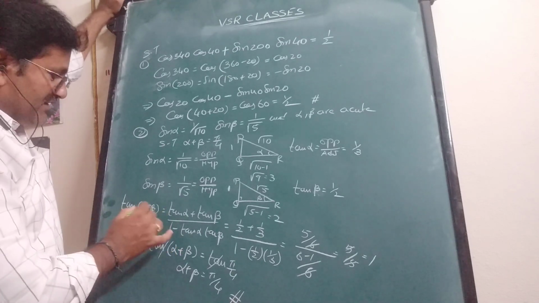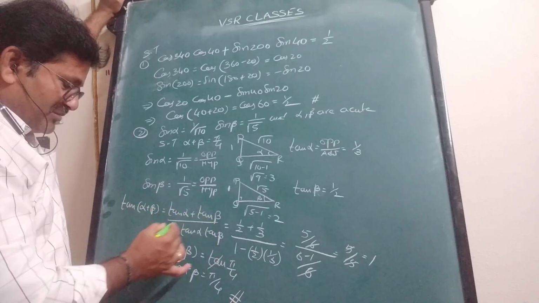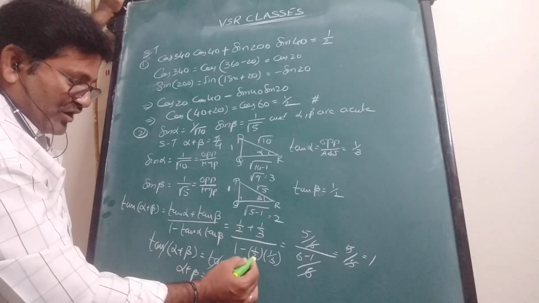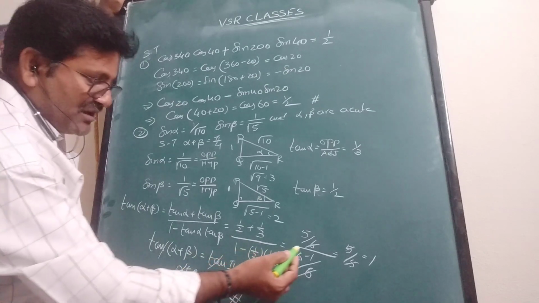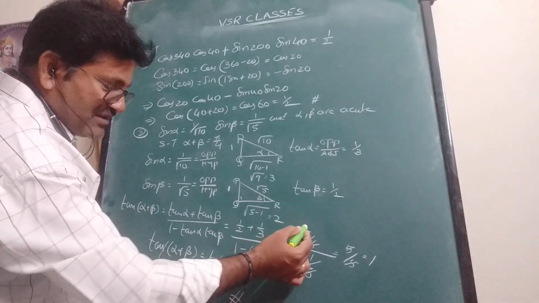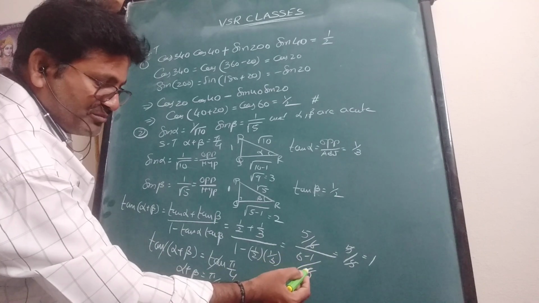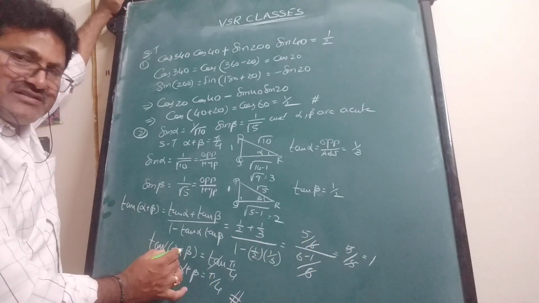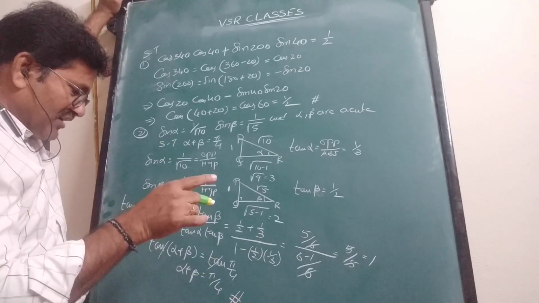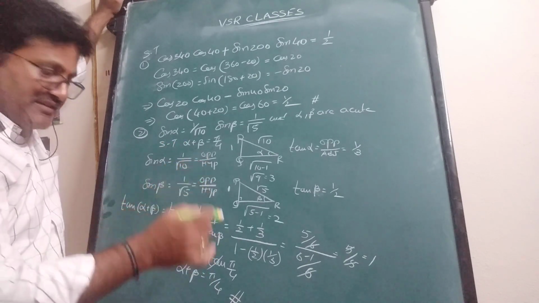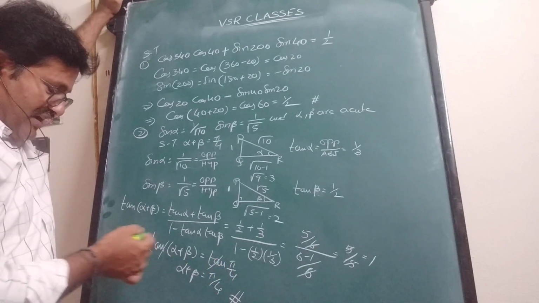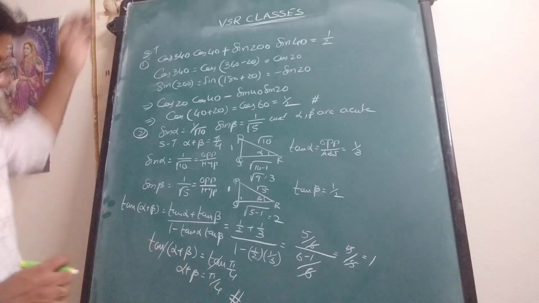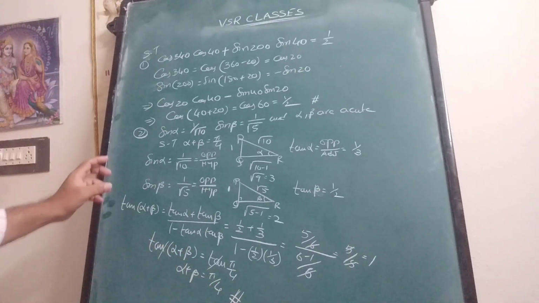Now we can apply tan of alpha plus beta, which is tan alpha plus tan beta by 1 minus tan alpha tan beta. So 1 by 2 plus 1 by 3 by 1 minus 1 by 2 into 1 by 3. If I take the LCM as 6, 3 plus 2 is 5, so 5 by 6, divided by 6 minus 1 by 6. The 6s cancel, and 5 by 5 is 1. So tan of alpha plus beta is equal to 1. At what angle do you get tan equal to 1? That is pi by 4. So tan on both sides is cancelled, and alpha plus beta is equal to pi by 4. Hence proved.